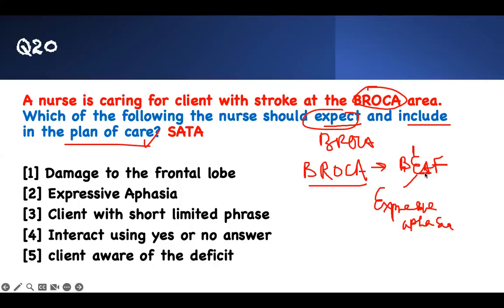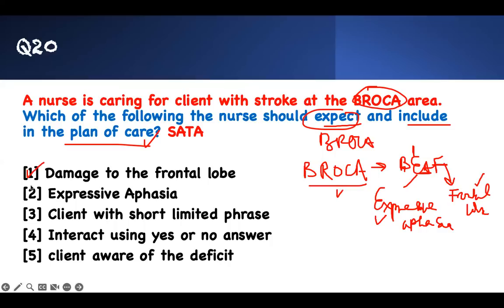So E and A is expressive aphasia, and F is the frontal lobe. That means the frontal lobe is damaged and they have expressive aphasia, and it is located at the Broca area. That's the name of it. So damage to the frontal area. Yes, if you write this, you know everything.